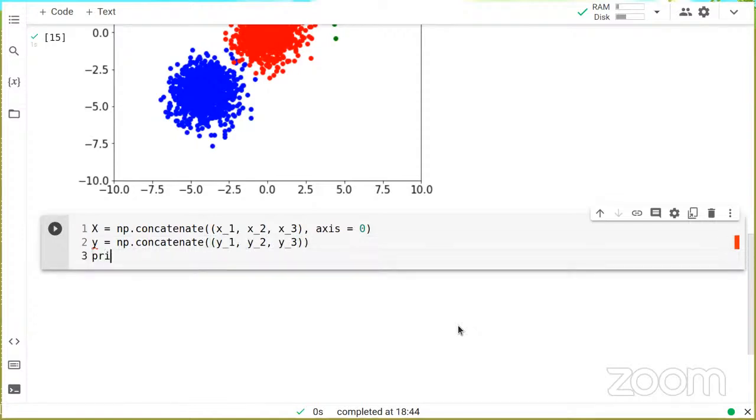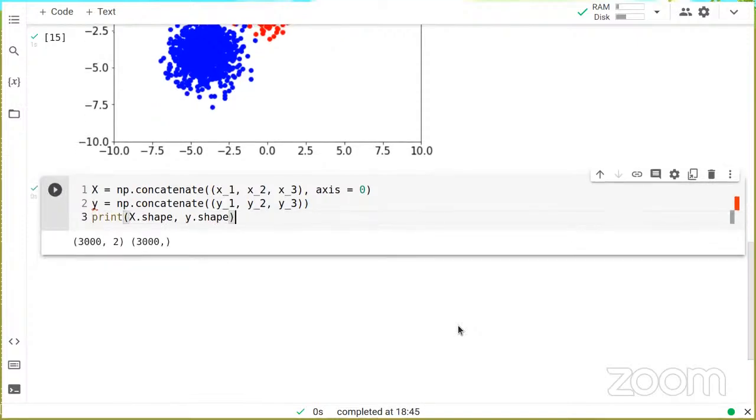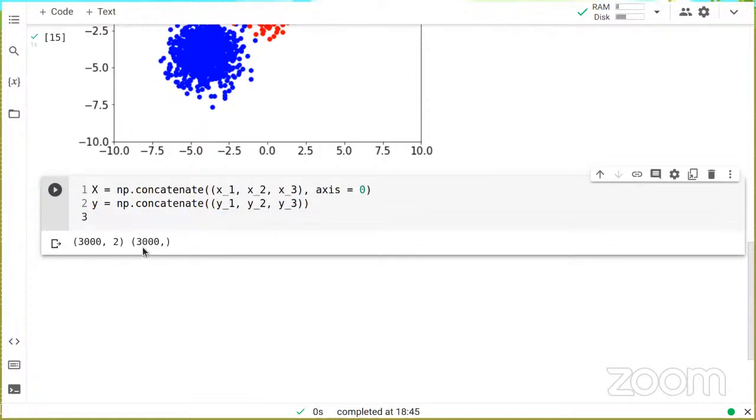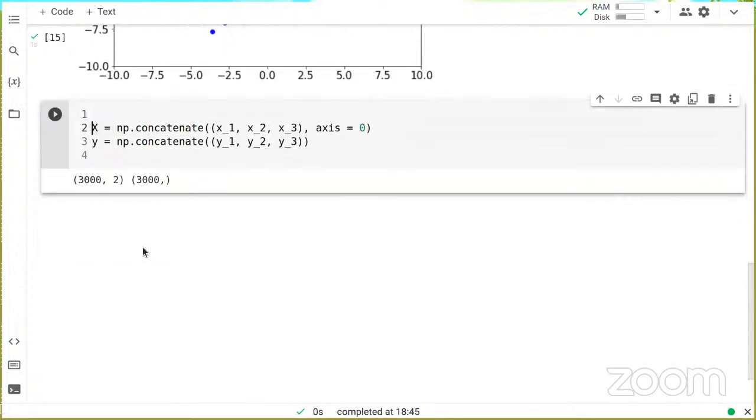Okay, so let's verify it before we proceed: X.shape and y.shape. We have 1000 points each, so this becomes a 3000 cross 2 feature matrix, and a 3000 cross 1, or just 3000, label vector. So once we have this, if you recall, what was the next step that we did?